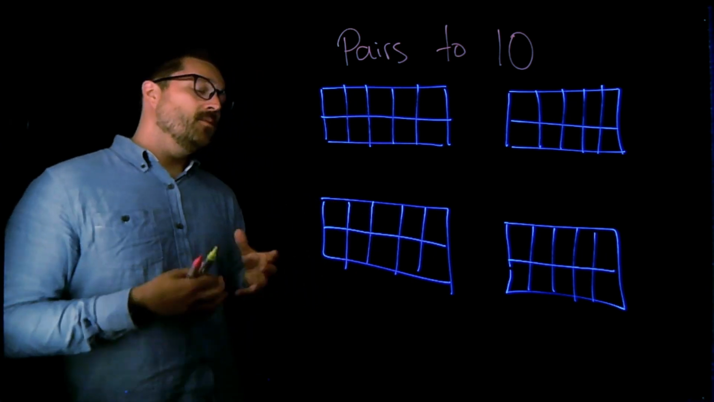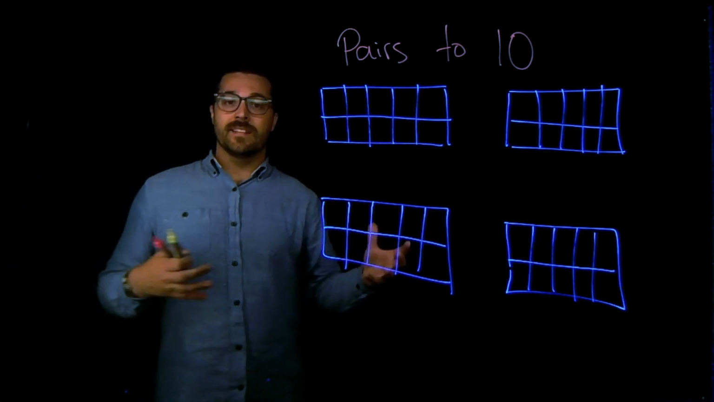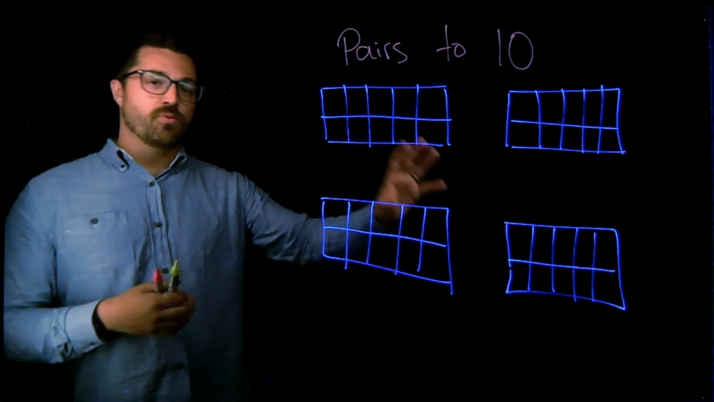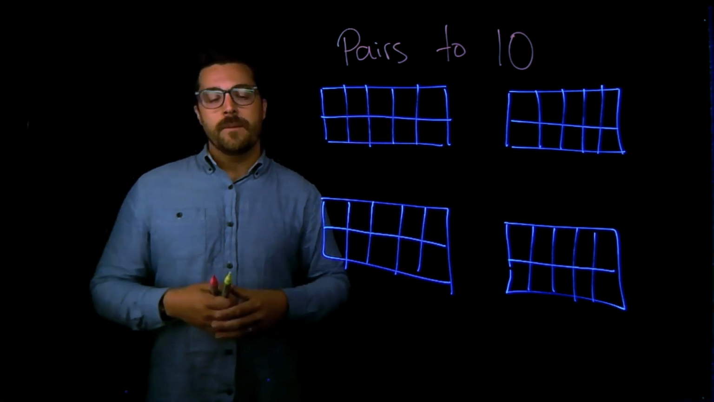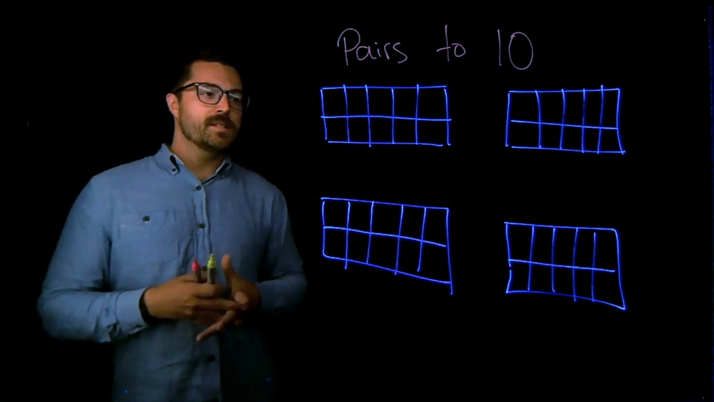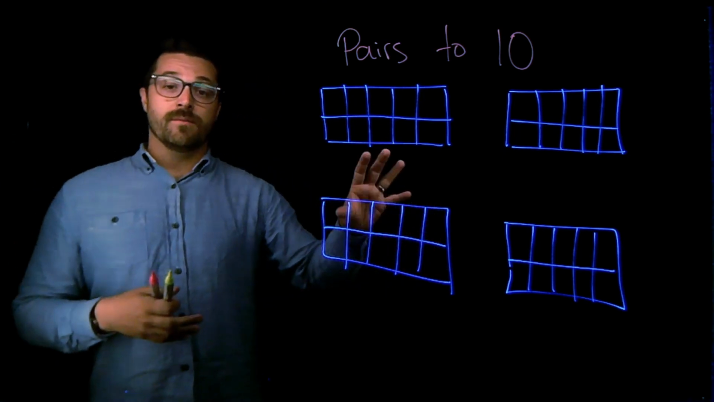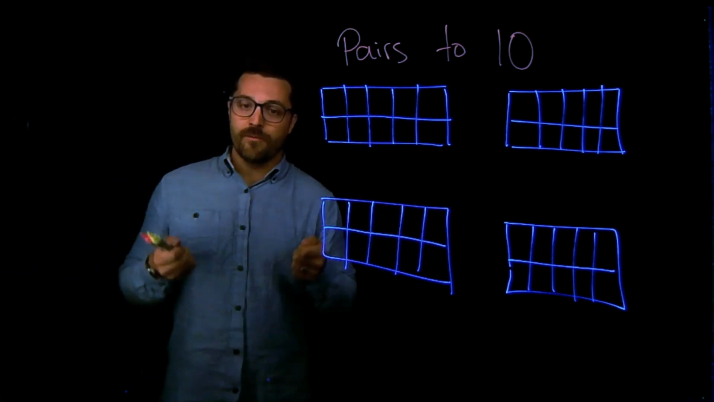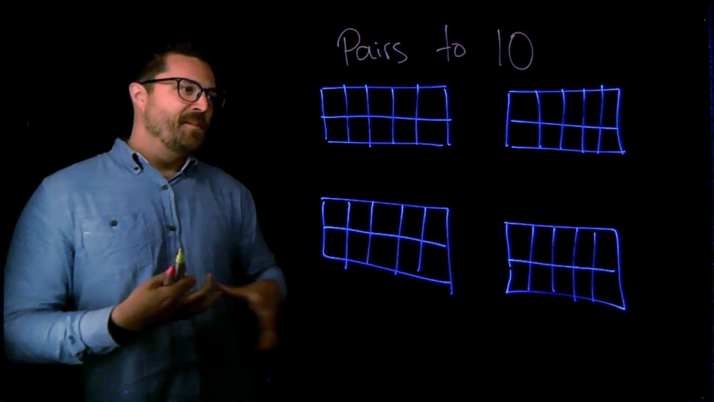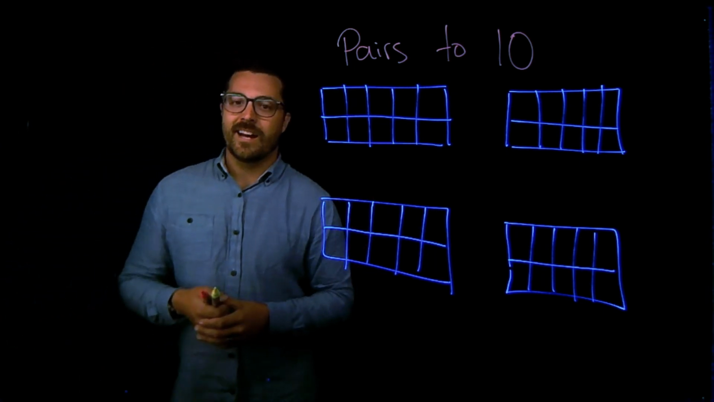One of my favorite ways to do that is using 10 frames and counters. I'm going to use some drawing visual models of those. In kindergarten with real students, I wouldn't necessarily be doing visual drawings of them. We would have real 10 frames with real counters, but for now, I think this idea will work.